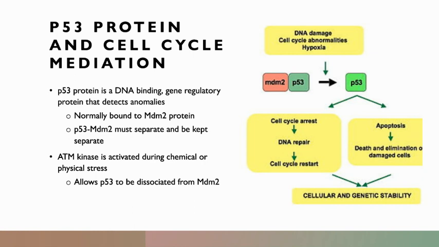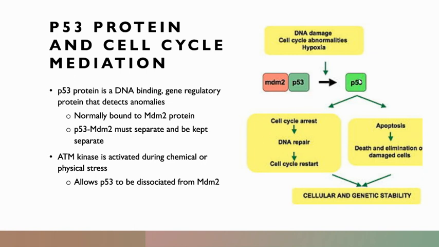So how does this happen? Something, DNA damage, cell cycle abnormalities, something is triggered, and cells that are dividing can be put under chemical or physical stresses. When that happens, ATM kinase is activated. And what ATM kinase does is it phosphorylates MDM2, which causes it to dissociate from P53. Once it's dissociated, P53 is free to do its job.